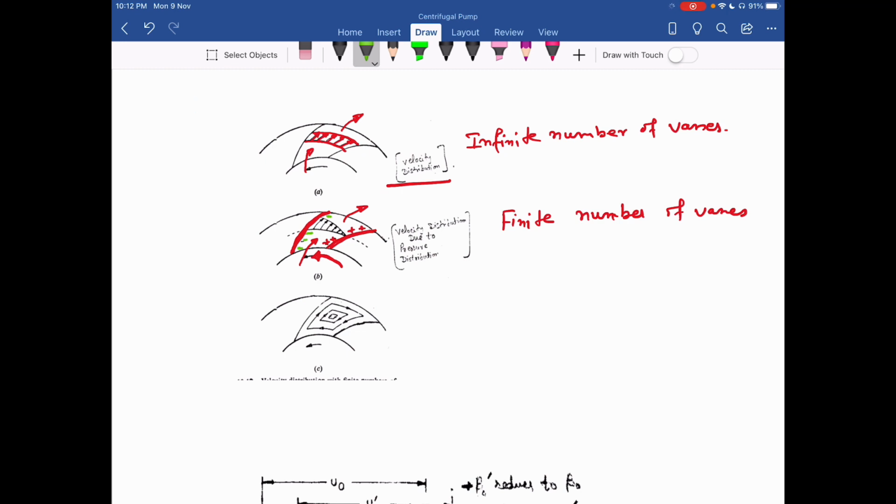Now due to this pressure variation, where the pressure is more, velocity is less. Where pressure is less, velocity is more. So then the velocity distribution is something like this. Okay, on this side we have low velocity and here we have the higher velocity. So that varies from minimum from this side to maximum on other side. Okay, so this is the velocity distribution due to pressure distribution when we have finite number of veins.